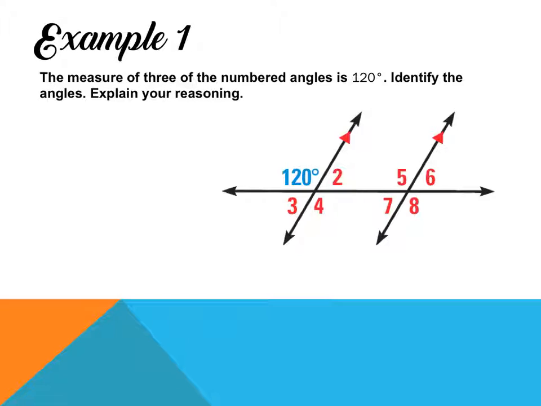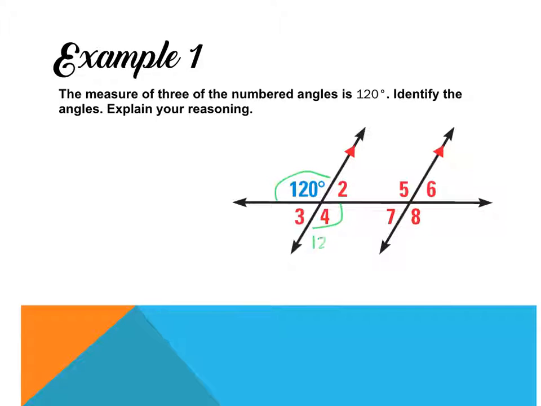Okay? So example 1 says the measure of 3 of the numbered angles is 120 degrees. Identify the angles and explain your reasoning. So which of the other angles has the same measure as 120? 5. You said 5? 5, 8, and there's one more? 4. Why 4? They're vertical angles. Good. So we've got the vertical angles that are going to match. That makes 4 120. And then we've got alternate exterior, which would be 8, would be 120. And then we've got corresponding, which would make 5 120.